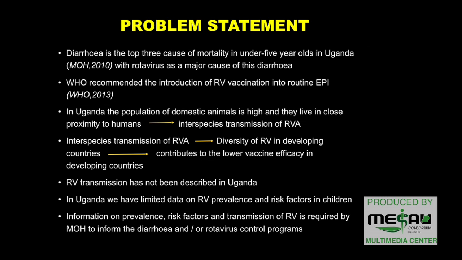Note that Uganda has a high population of domestic animals, and we live closely together with these animals. We think this close proximity can lead to interspecies transmission of rotaviruses. Rotavirus transmission has not yet been described in Uganda, and we also have limited data on rotavirus prevalence and risk factors. This information is required by our Ministry of Health to inform their diarrhea and rotavirus control programs.